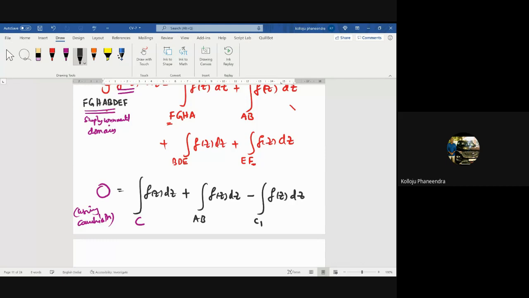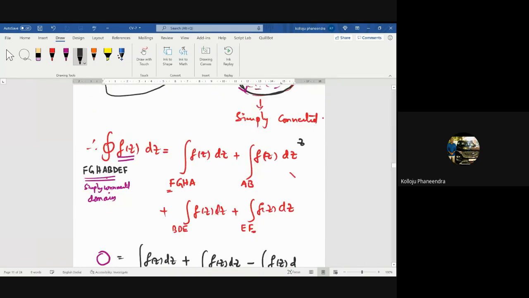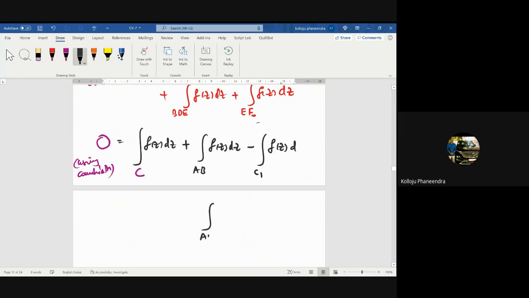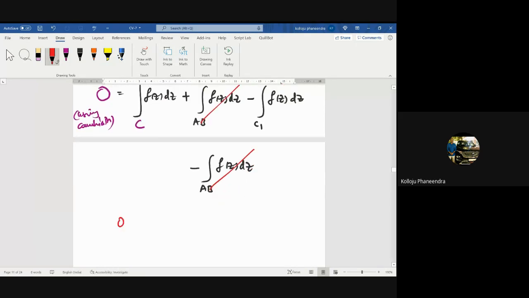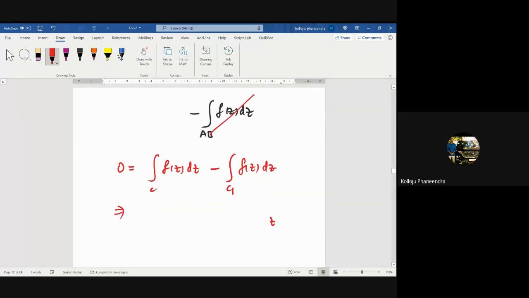And lastly, EF. What is EF? EF is opposite direction to AB. So I can write minus integral over AB of f of z dz. So which terms are getting cancelled? These two are getting cancelled. So what I'm getting is 0 equal to integral over C of f of z dz minus integral over C1 of f of z dz. So that is equal to integral over C of f of z dz equal to integral over C1 of f of z dz.